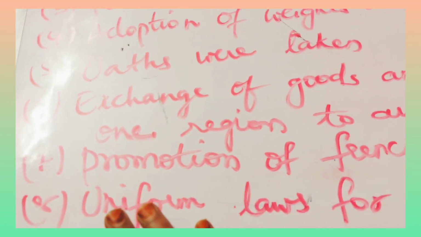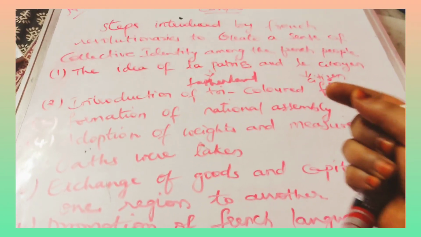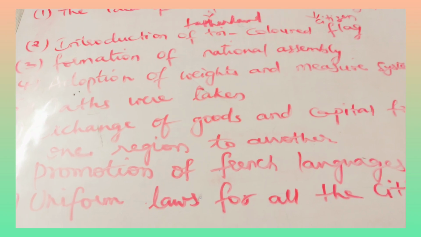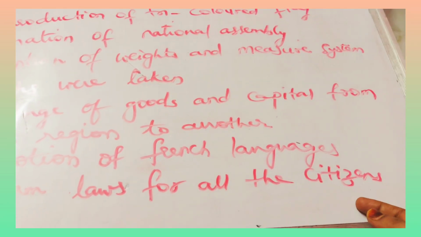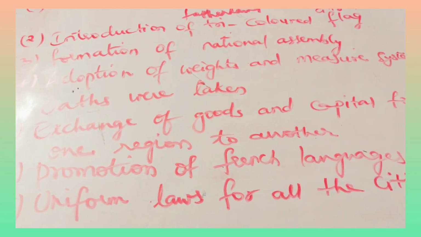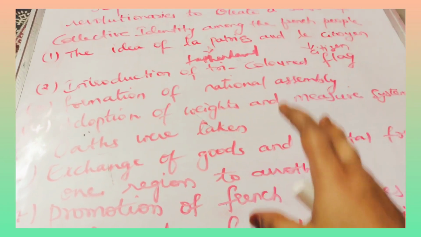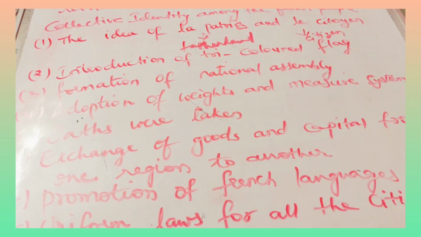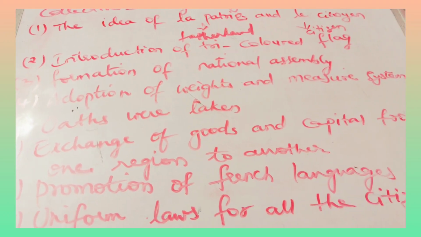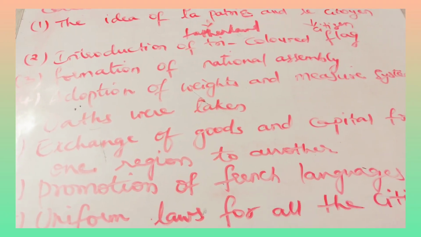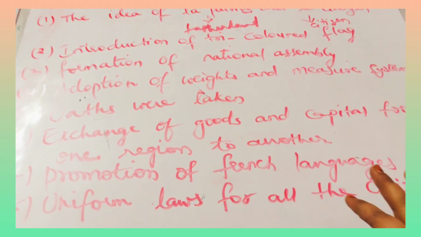The next point, the seventh, is the promotion of the French language. They wanted to promote their language. Next is uniform laws for all the citizens. So these are the important points that you have to write. When you see your textbook, the answer is very long, so these are the important points that you can write.